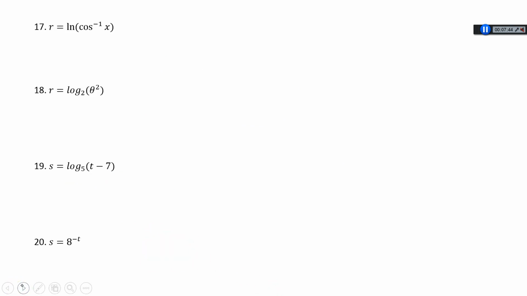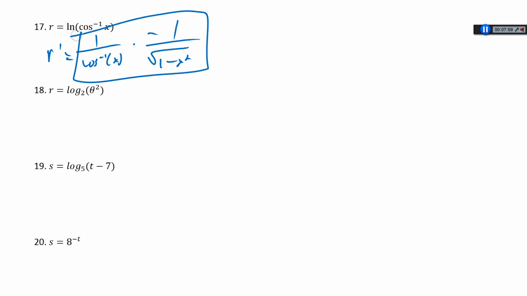All right. Natural log of cosine inverse x, r prime is going to be 1 over cosine inverse x, multiplied by the derivative of cosine inverse. Ooh, negative 1 over square root 1 minus x squared. Nice. It's kind of gross. You could combine those fractions if you wanted to. Negative 1 over the product of the bottom.